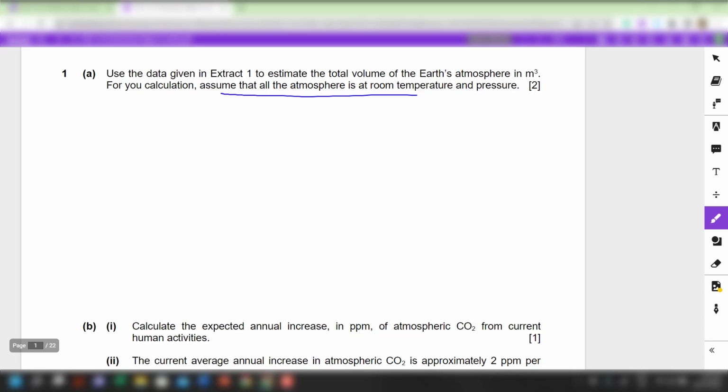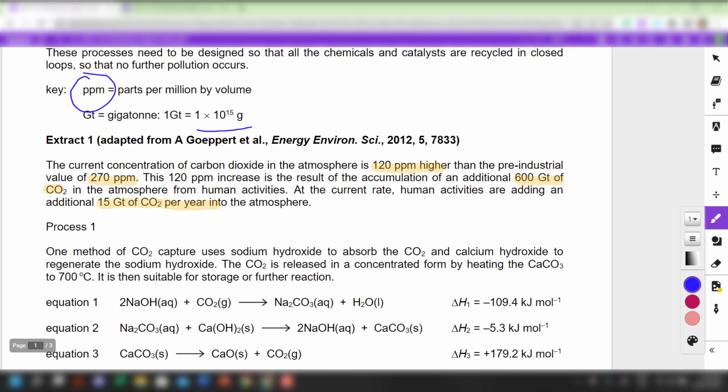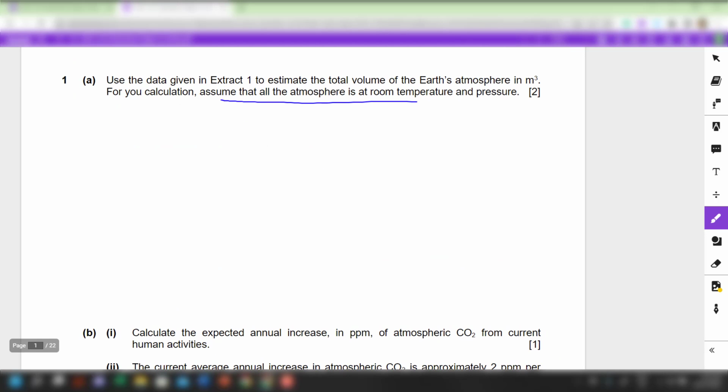So right now let us try to fish out the data we need. From the data we recognize that the 120 part per million increase is the result of the accumulation of the additional 600 gigatons. So we will use this particular piece of information to first calculate the increase in the number of moles of CO2.